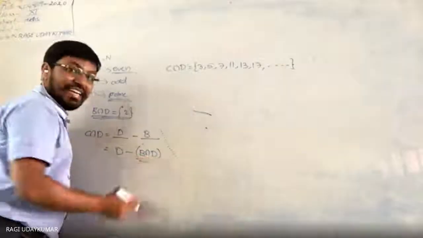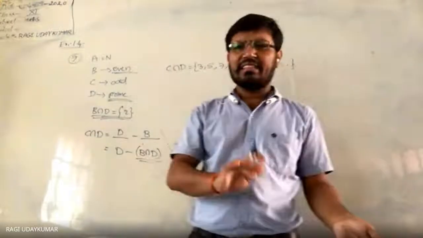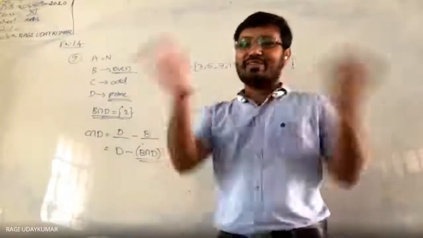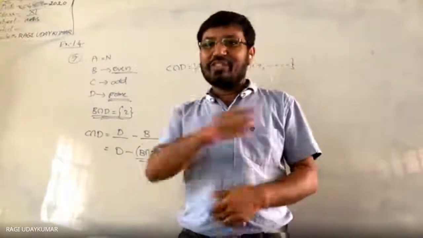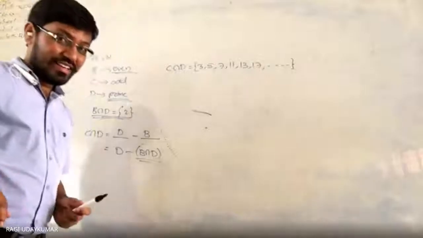D intersection D. Yes. Otherwise, you can write B minus B, here B intersection B. See here, you go on changing here and there, and check what is coming. So that, sir, -2 is even?